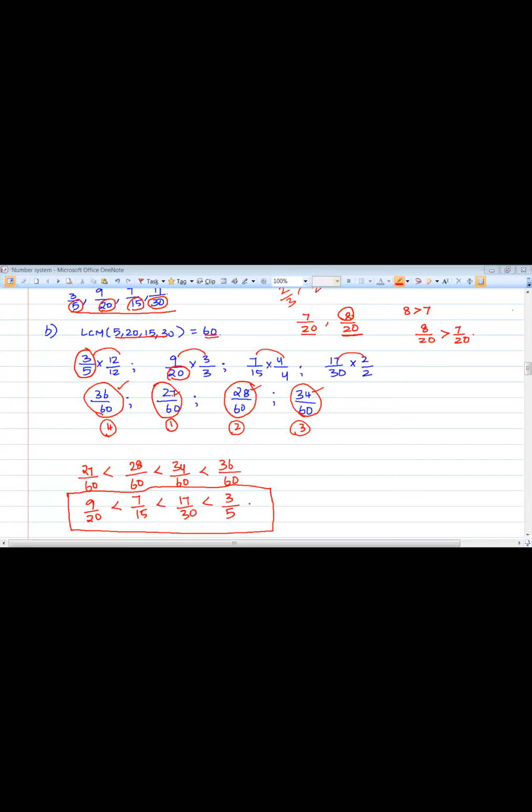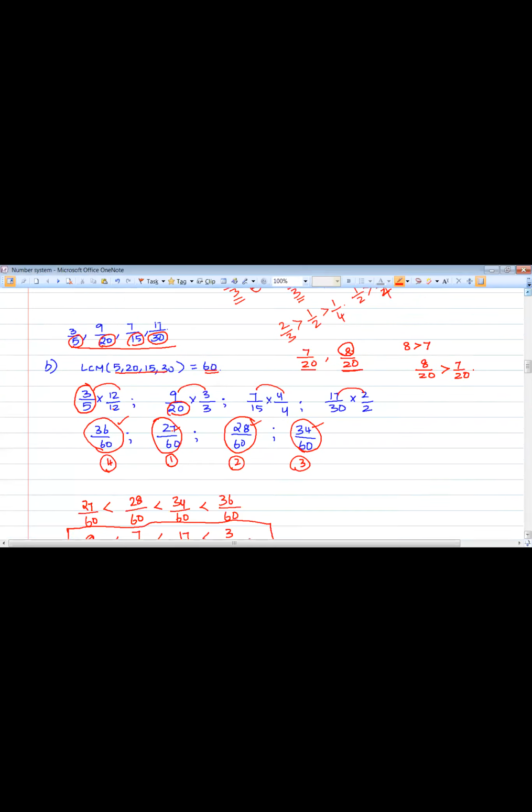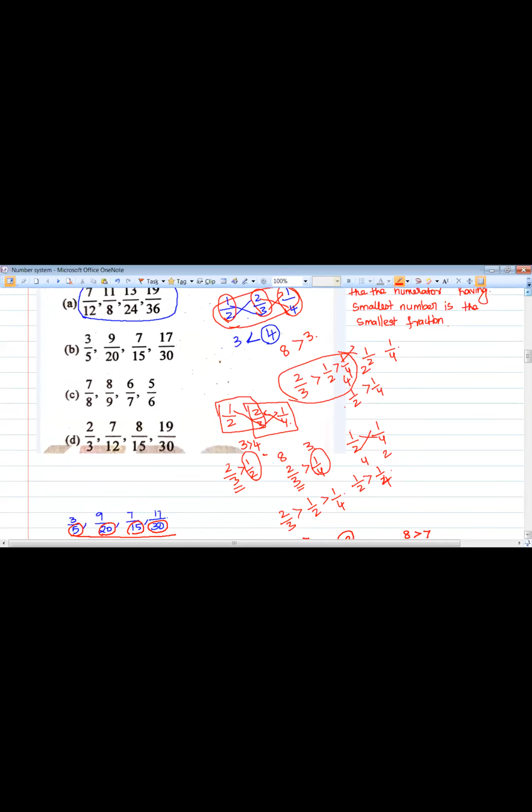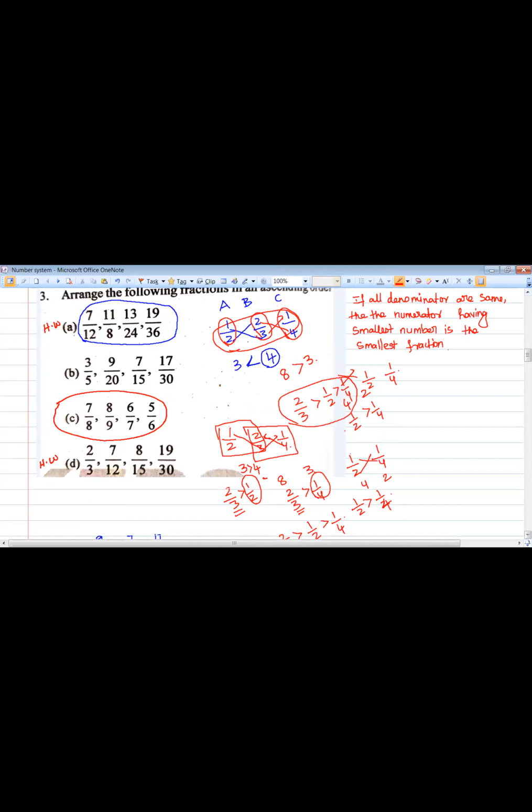Everyone start to solve question number C. This A and this D, please consider as your homework and solve them. Once again, this A and D sum you have to complete as homework, and you should show the answers to me next week.